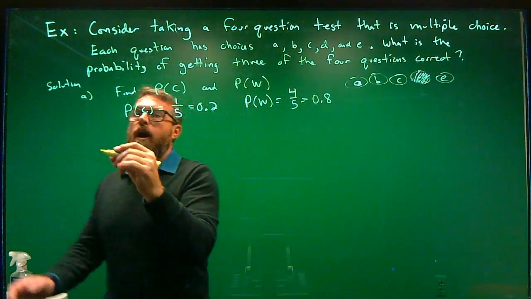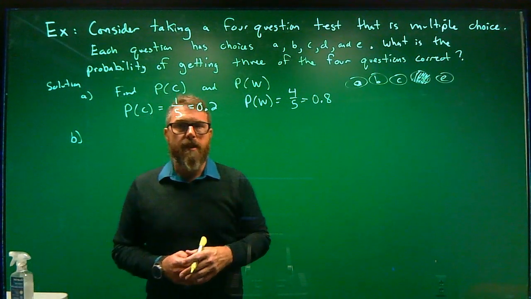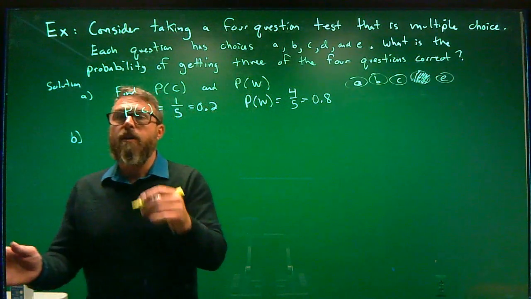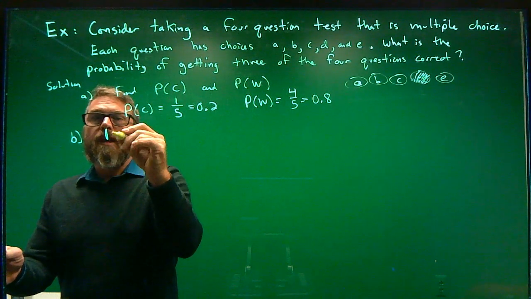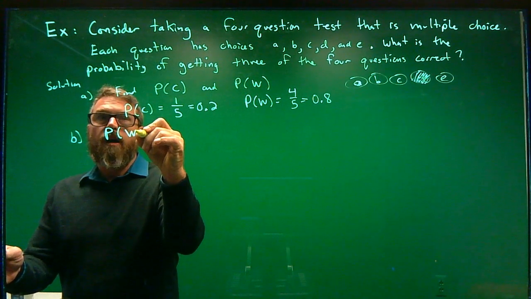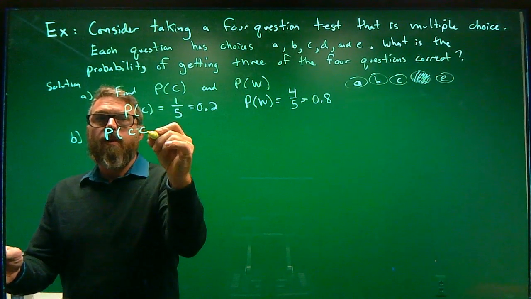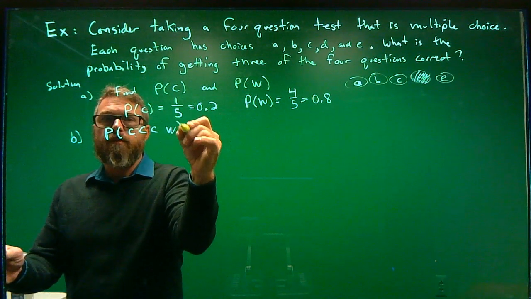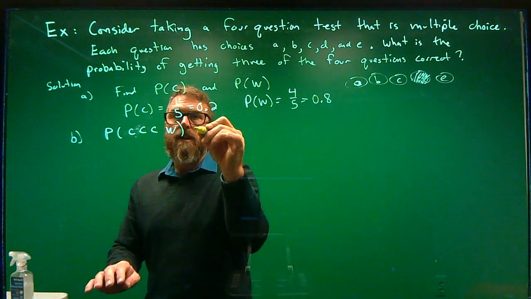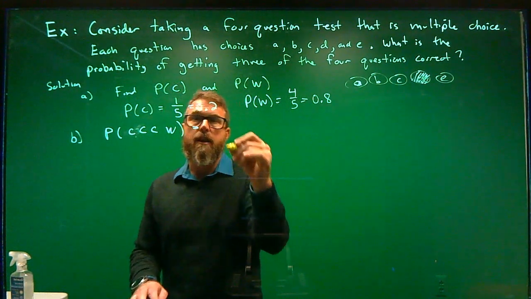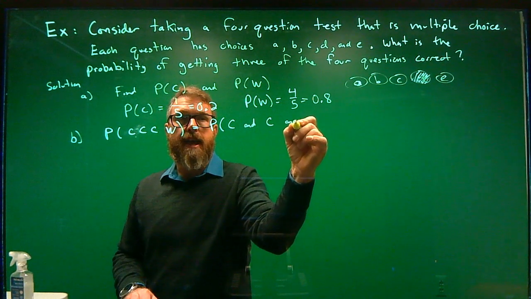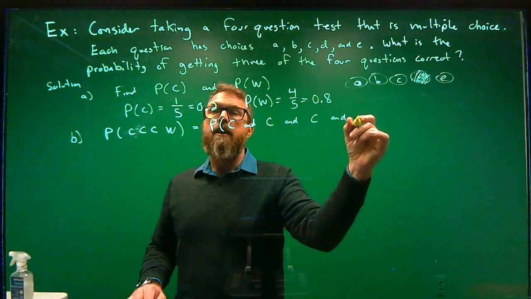All right. Now part B, let's find the probability of getting 3 correct and 1 wrong in that particular order. So really, what I want to find is the probability of correct, correct, correct, wrong. In order to find this probability, we have 4 events happening here. This is the probability of getting the first one correct, and the second one correct, and the third one correct, and the last one wrong.